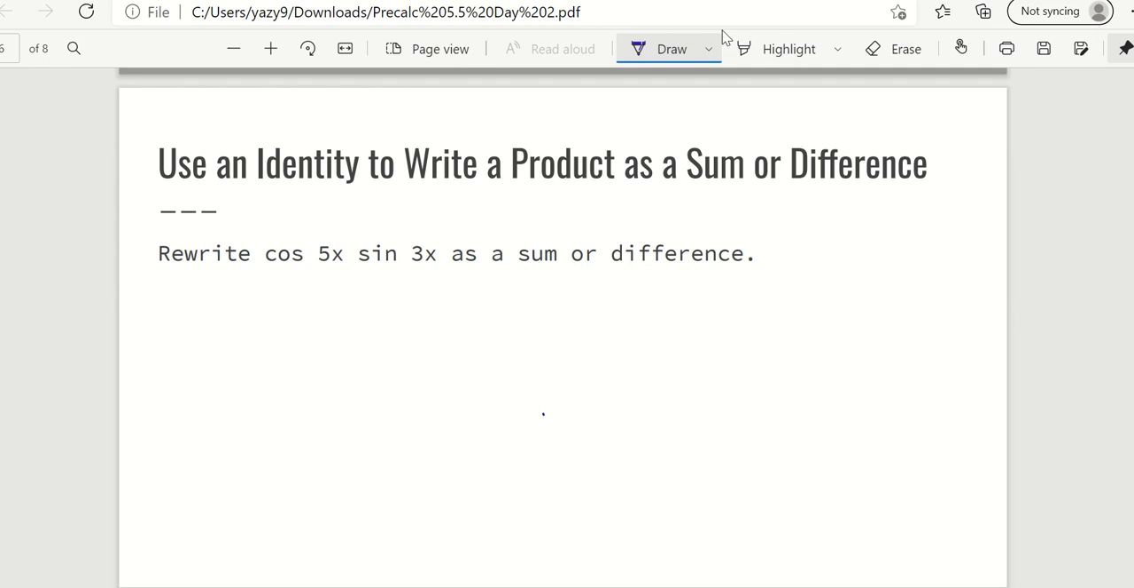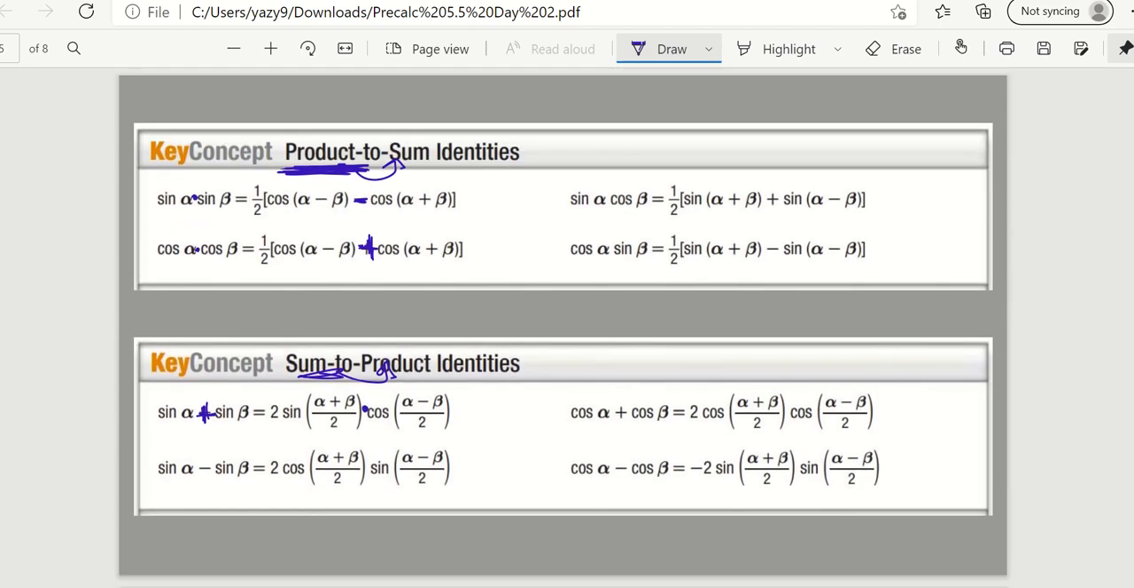So this first one says use an identity to write a product as a sum or difference. So we're taking a product and moving it to a sum or a difference, okay? So we have cosine of 5x times sine of 3x, and we want to put it as a sum or difference. So looking back at our rules, we have cosine times sine. So which one of these is going to give me cosine times sine? And you have this one right here, cosine times sine. That's the rule that we want to use.